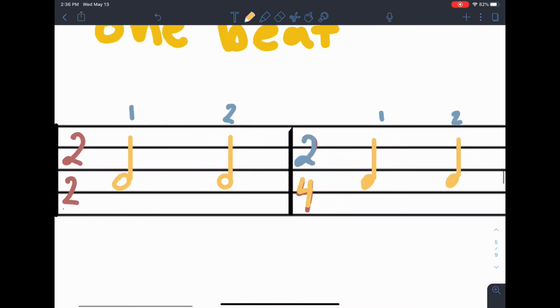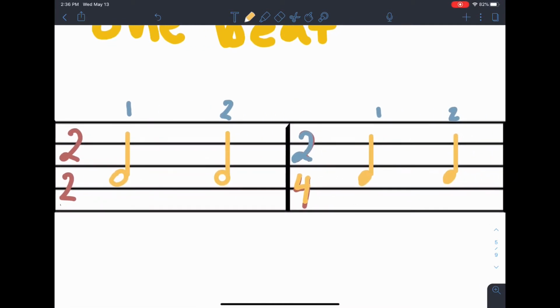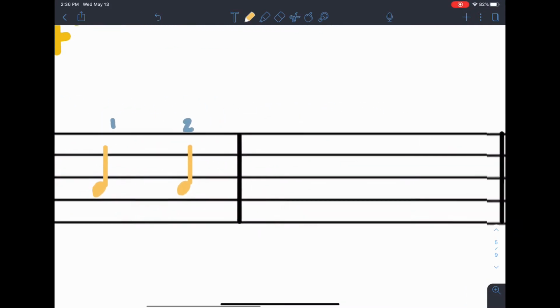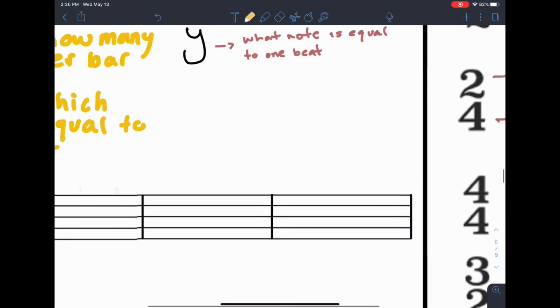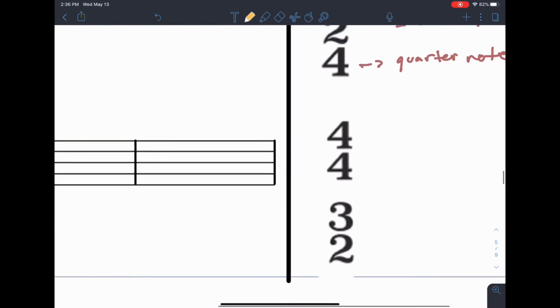So we can see the pattern that, depending on the time signature, different notes can be valued at different beats, which is why it's so important to know what a time signature means. In 2-2, each half note is worth 1 beat, but in 2-4, each quarter note is worth 1 beat. Interesting, right? All right, let's move on to 4-4.